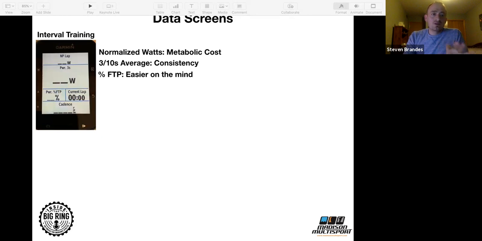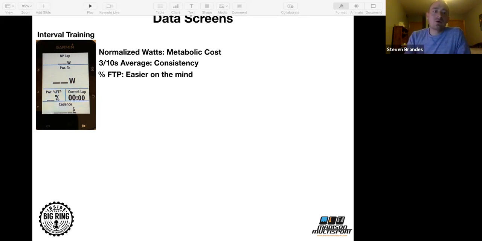So this data screen is the one I use for interval training. This is the typical screen that I have. I'm looking at inside, outside training, normalized lap power, because if I'm doing intervals, I want to know the lap power of that workout, the average 3 seconds for the power, the percentage of FTP, the current lap. So if I'm doing a 10-minute interval, I can see the lap that I'm doing and my cadence. Big thing, if you never have just power, that's a mistake that people make.